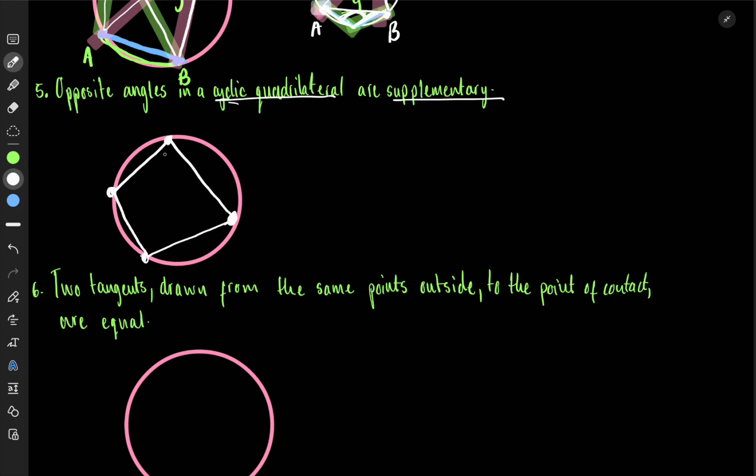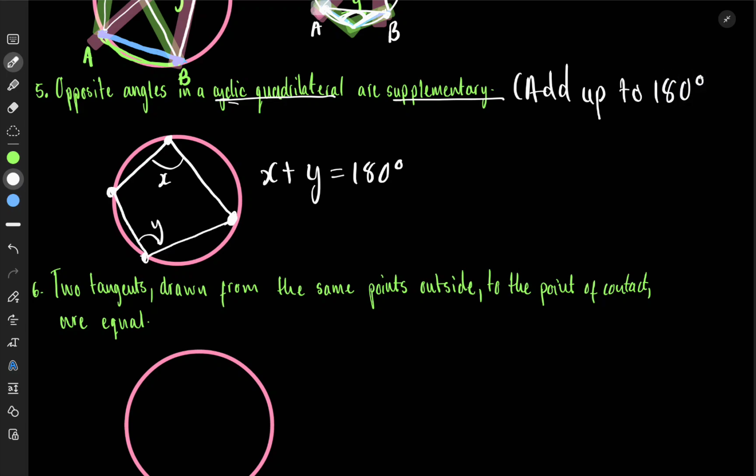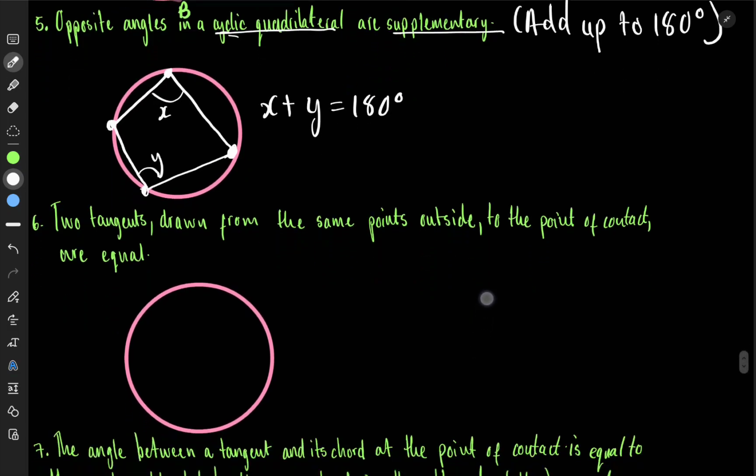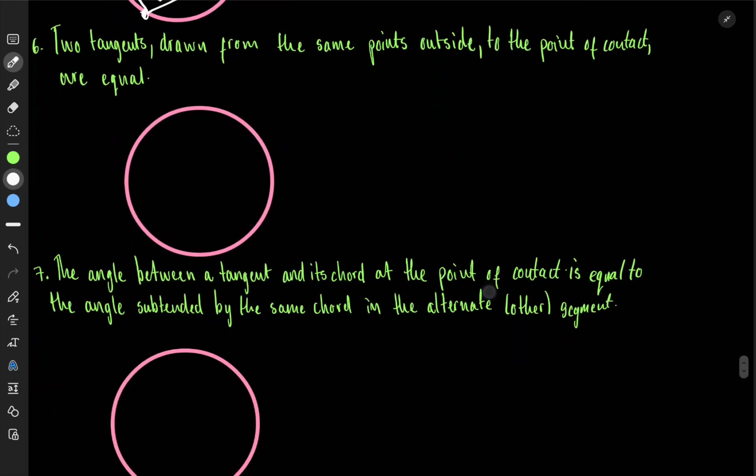And opposite angles, if we call this X, then the opposite, if we go down, would be this Y. They say X plus Y is equal to 180 degrees because they are supplementary. Supplementary means they add up to 180, okay? So the opposite angles in a cyclic quad add up to 180. Don't forget that. 2 more to go and we are done.